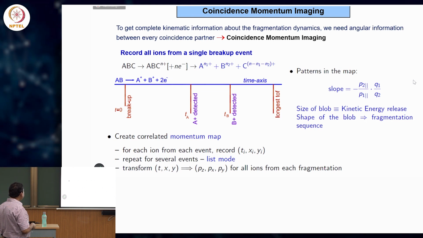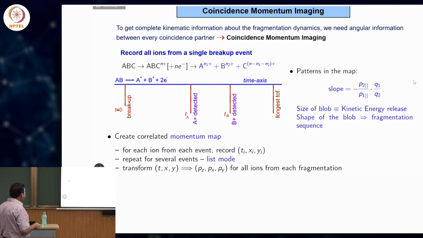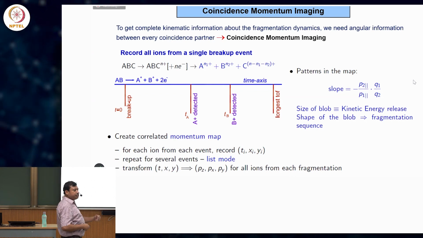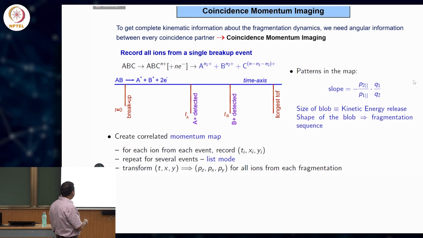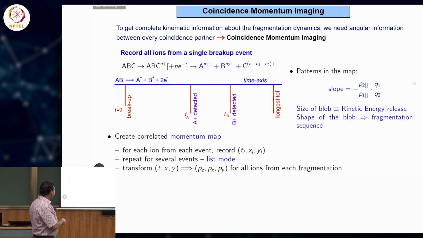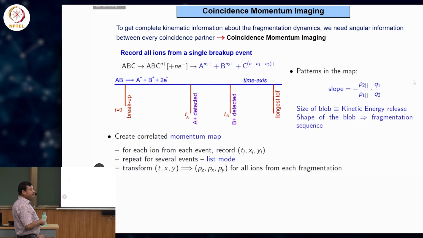So what we do here is that we start with one trigger, and then at every time axis or every detection axis, both position and time, we detect one fragment one after the other. So the one with lower mass will come first, and the one with the higher mass will come second.